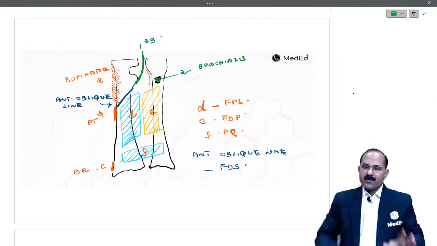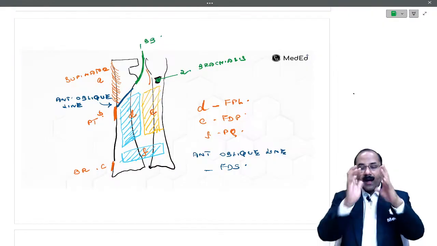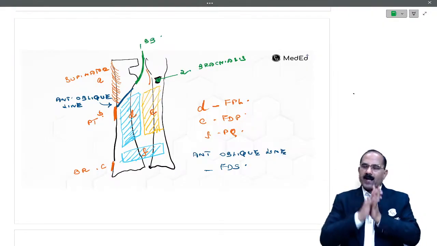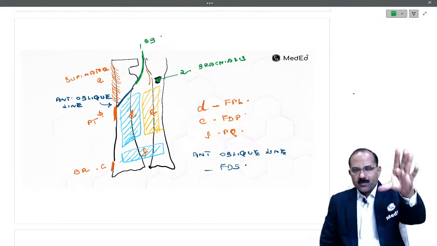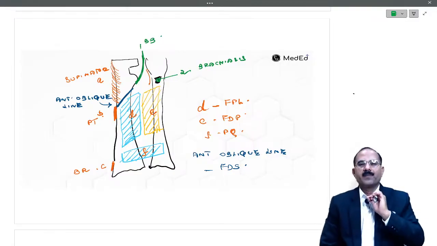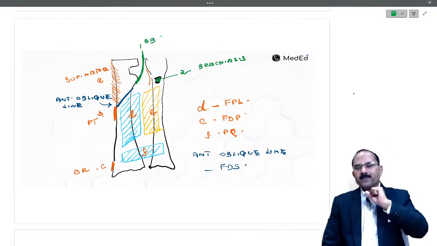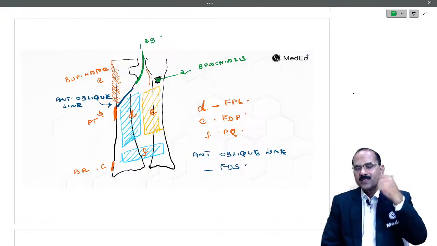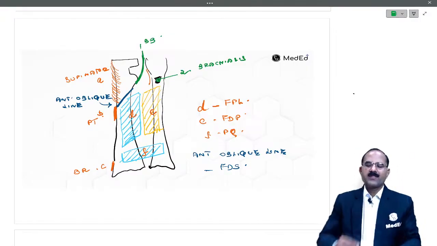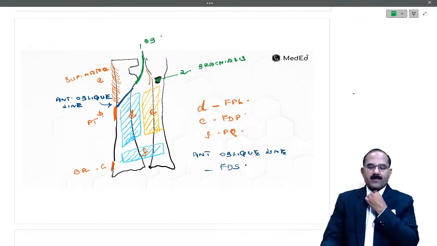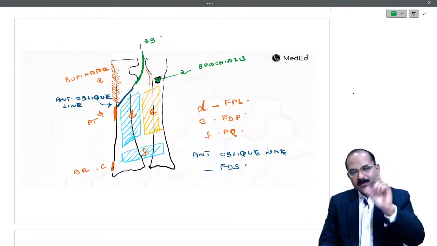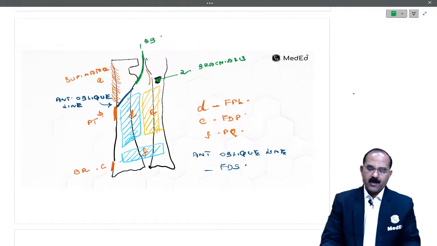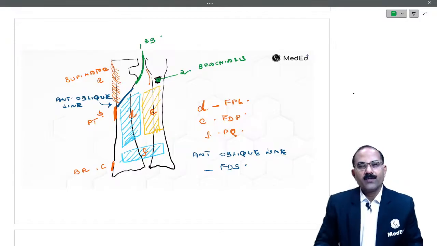Perfect. So that's how you understand the anterior aspect of radius and ulna. On the lateral aspect of radius are the supinator, the pronator teres, the brachioradialis. Then the anterior oblique line gives flexor digitorum superficialis, and below are flexor pollicis longus and pronator quadratus. And the same on the ulna: flexor digitorum profundus, and this is pronator quadratus. Clear to all of you?